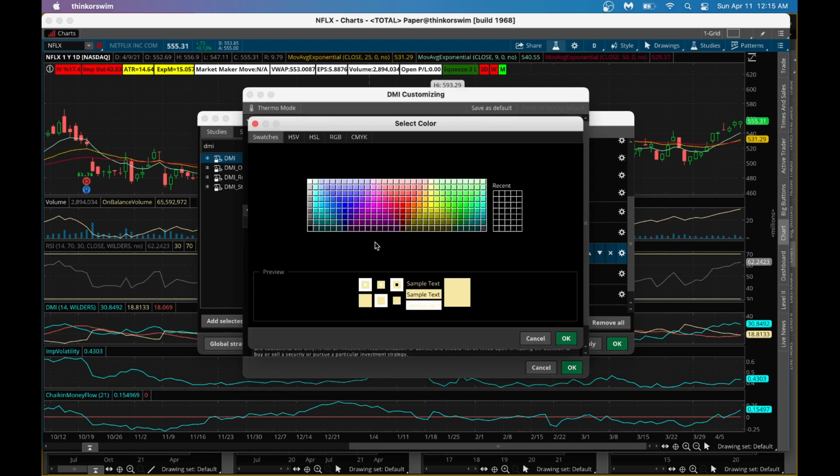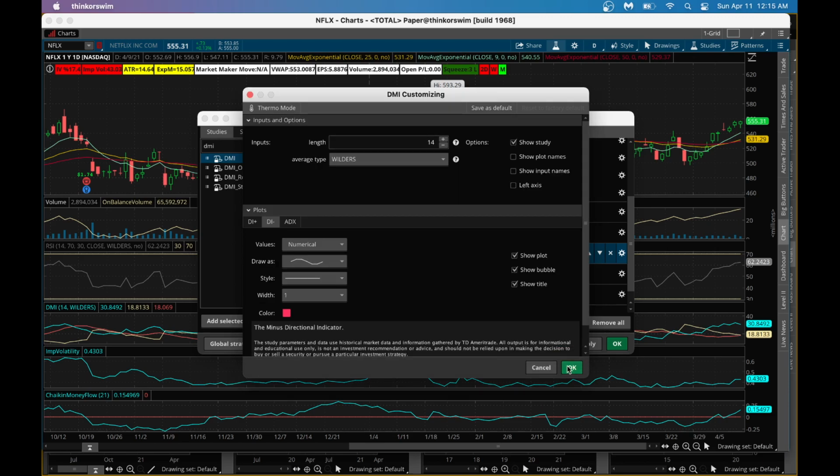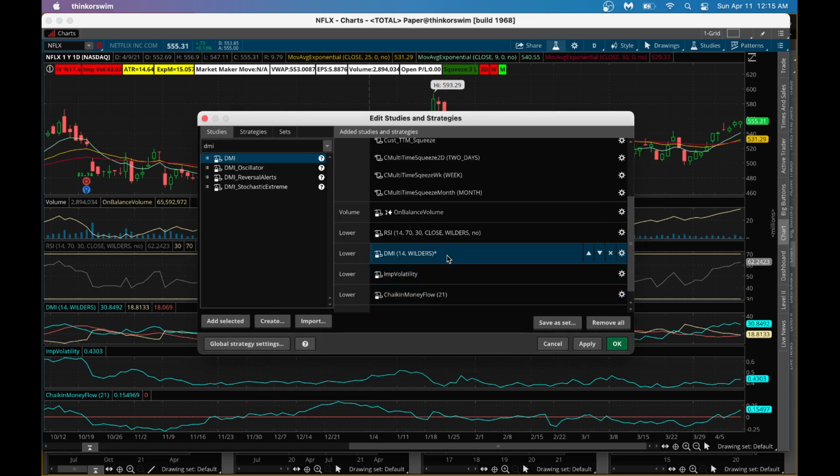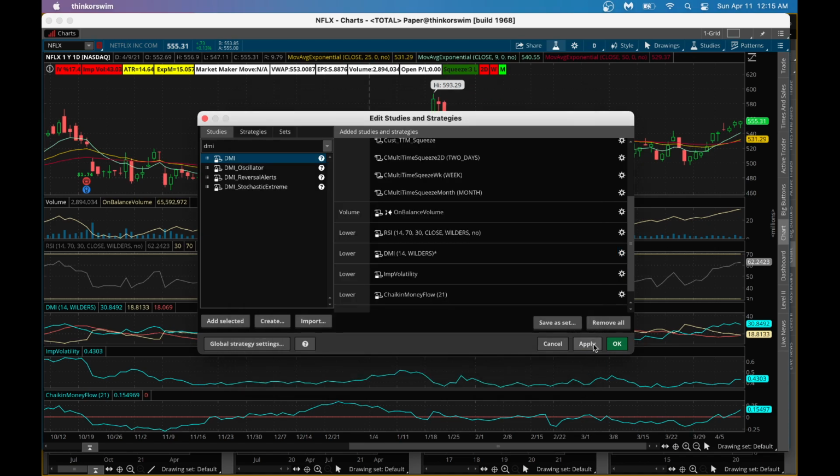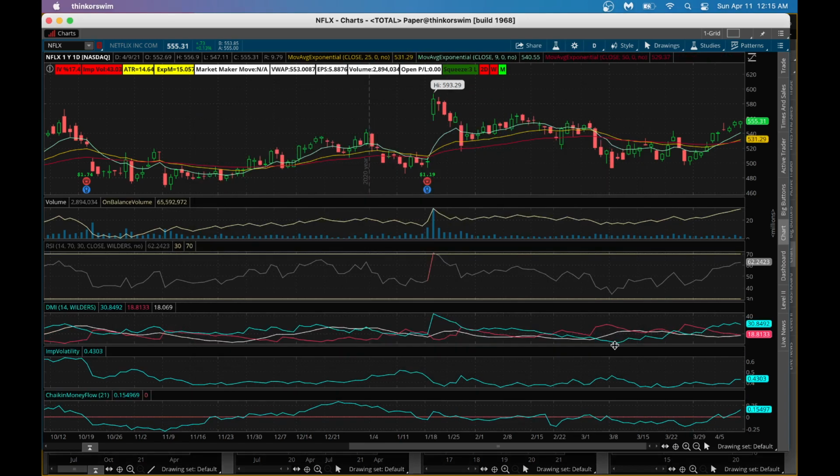Let's go change it to red. There we go. And I like to see the ADX itself as solid white. So let me change it to solid white. All right, so this is how I like to see it. So in this case, DMI on a 14-day, right now it's a daily chart, 14 period, 14 day.